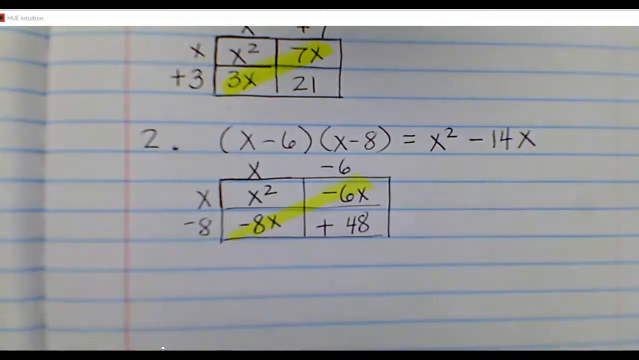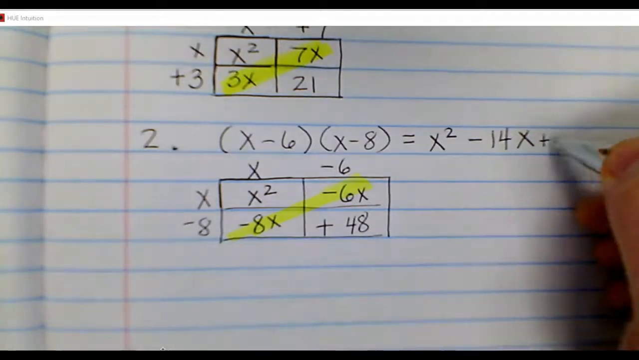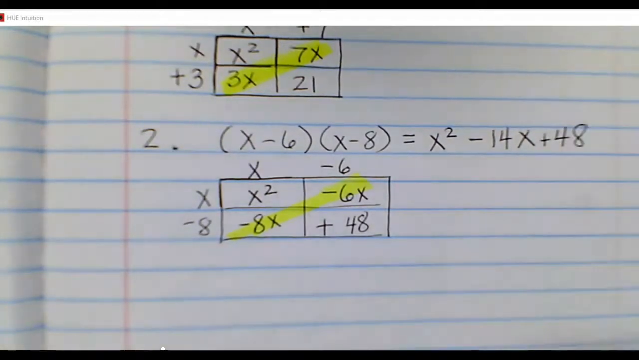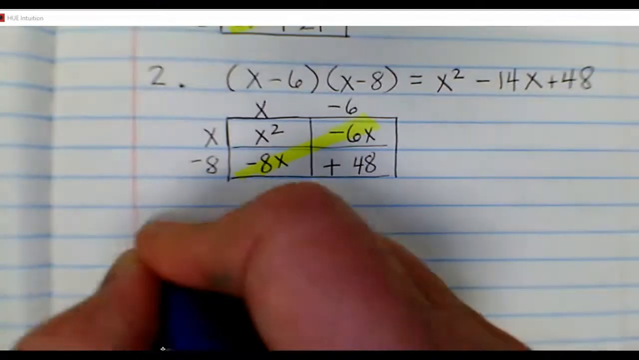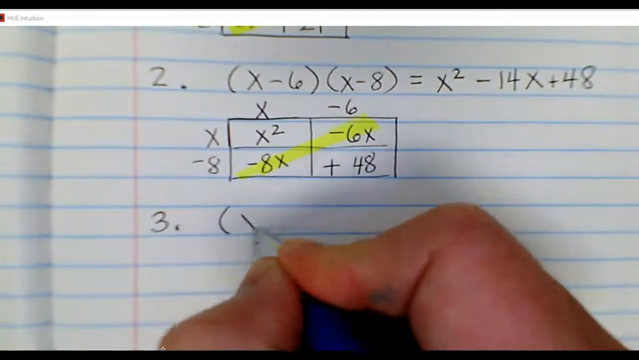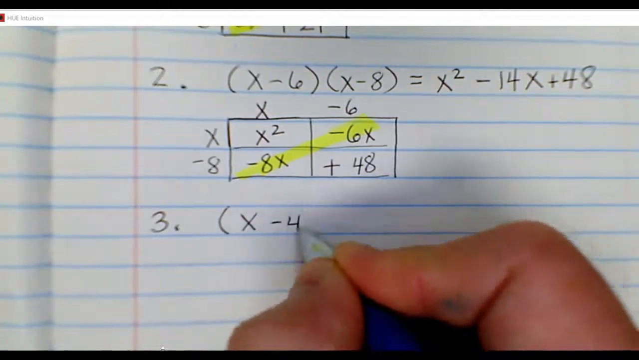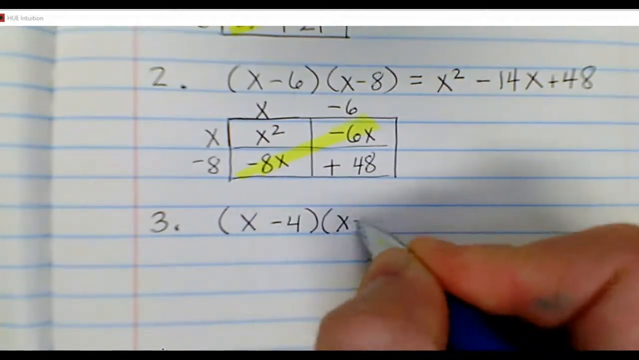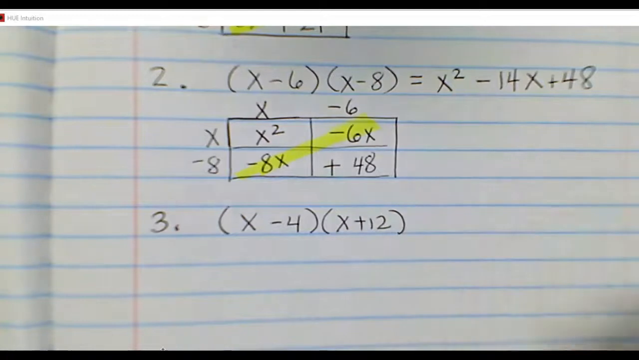I may have said it, I think I said it wrong, but I wrote it correctly. I do that a lot. What I wrote, not what I said. X minus 4x plus 12.